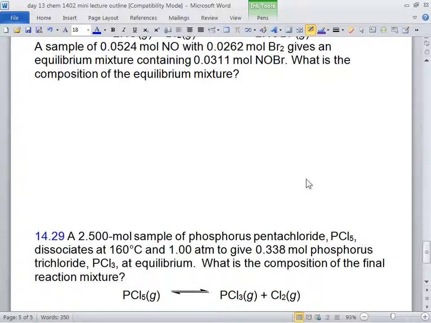If you get down to 29, notice how you can completely disregard this stuff. It doesn't mean anything. Temperature and pressure, that doesn't even fit into the Kc expressions. You don't care. So it's just there to confuse you.